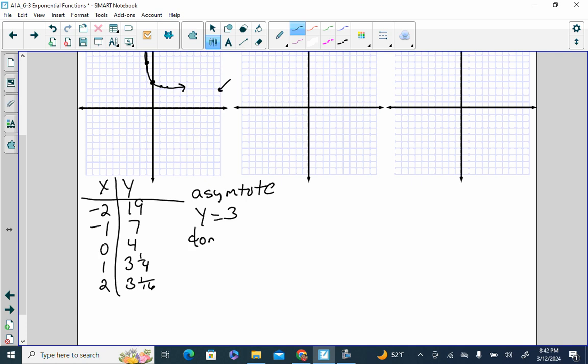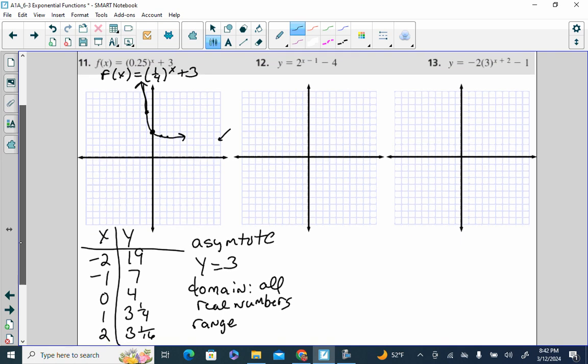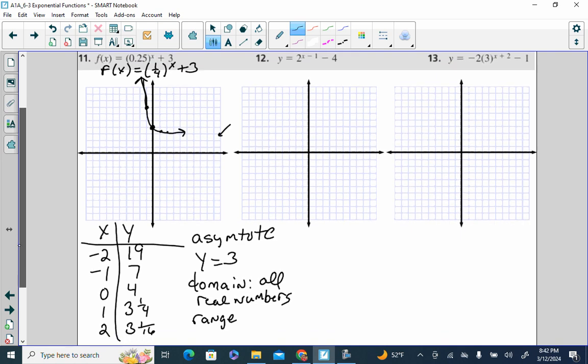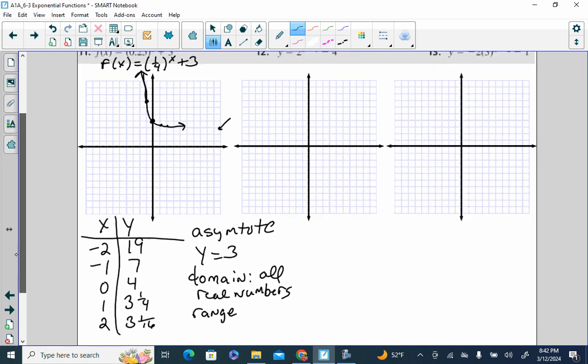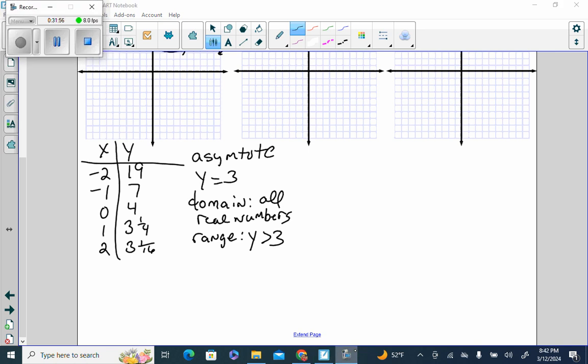Your domain is going to be all real numbers. And your range, when we look at our graph, everything is above 3 on the y-axis, so the range would be y has to be greater than 3. All right, we're going to stop the video here because that's like 30 minutes, and that's a long time, so hope that's going to be helpful.